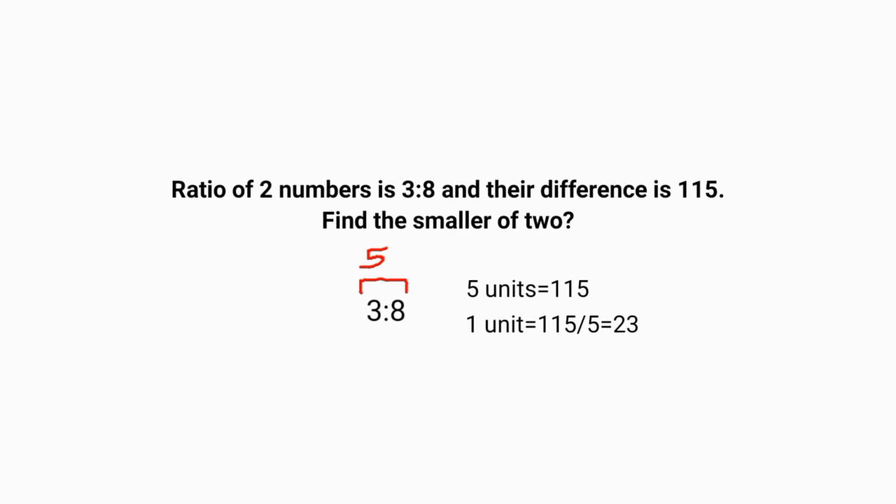And we are asked to find out the smallest number. So we know that the ratio is 3:8. So the value corresponding to the smaller number is 3 units. We got 1 unit as 23. So to get the smaller number, multiply 3 with 23. So 23 into 3 is 69.